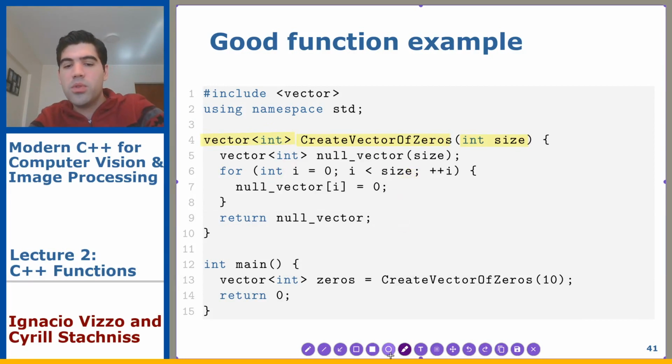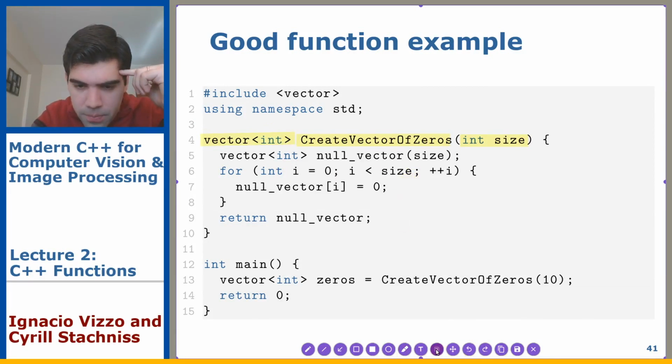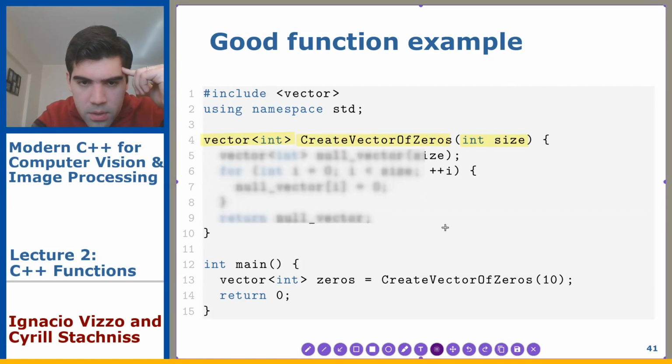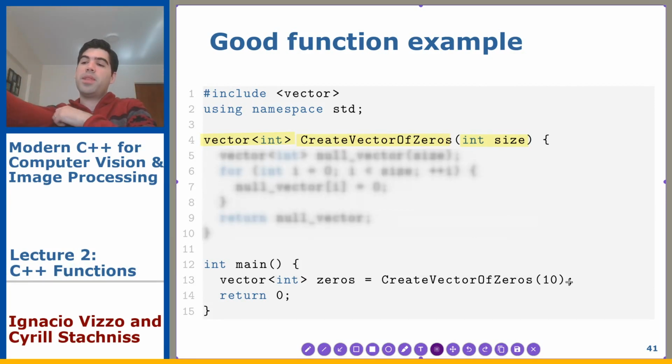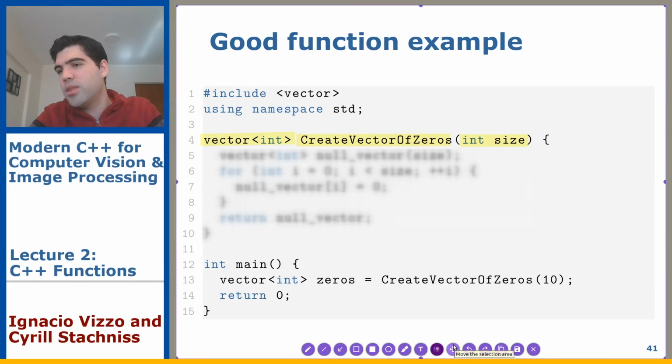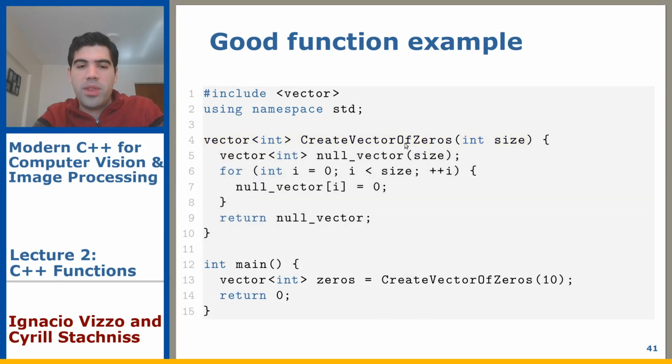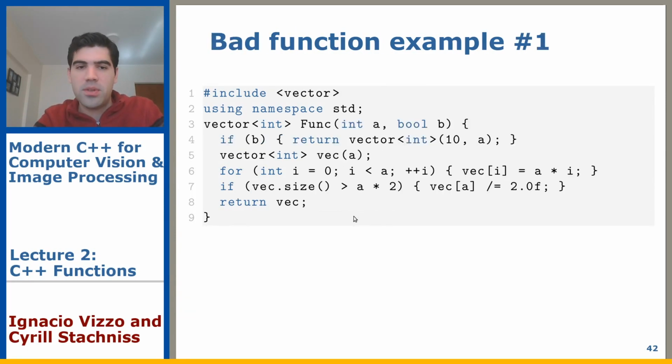Without looking at the implementation, you can guess what the function is doing. And if we do look into the implementation, it will create a vector, fill it with zeros, and then give you the vector, right? So this is a good function.